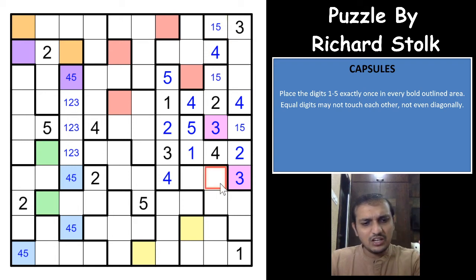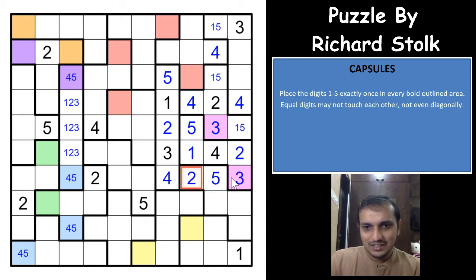I can see that this cell will only be 1 digit, that is 5. 1, 4, 2, 3, not possible. It would have to be a 5. 1, 3, 4, 5, it would have to be a 2. That's nice. Really excellent. This 3 would have to be here.